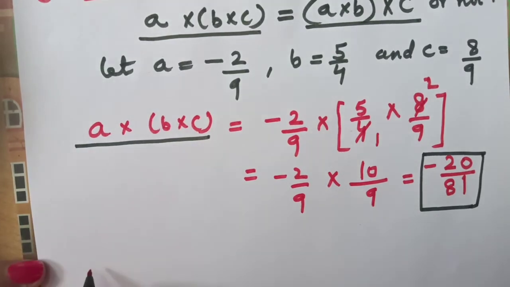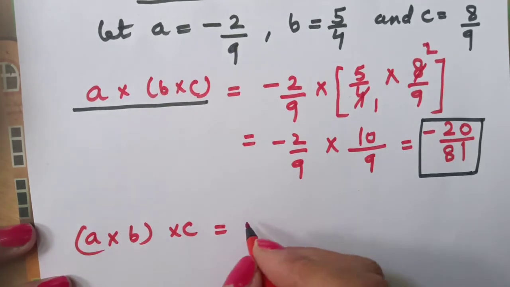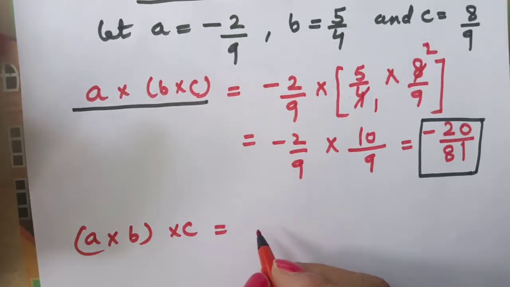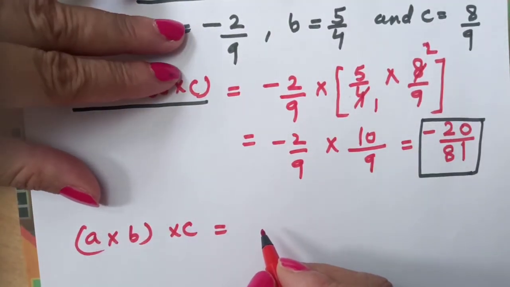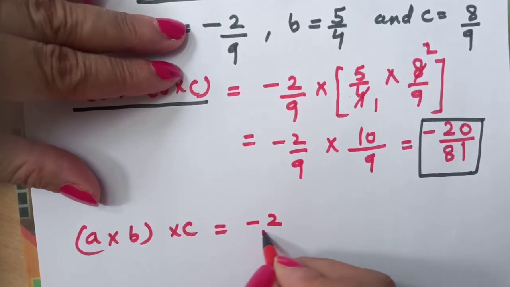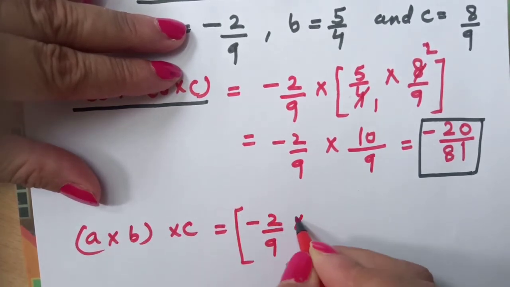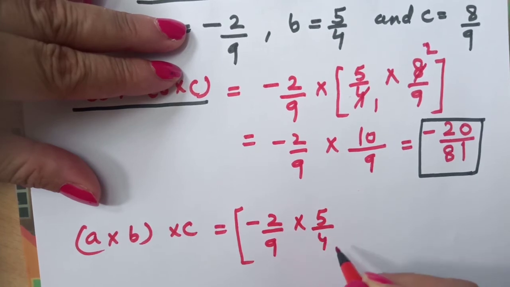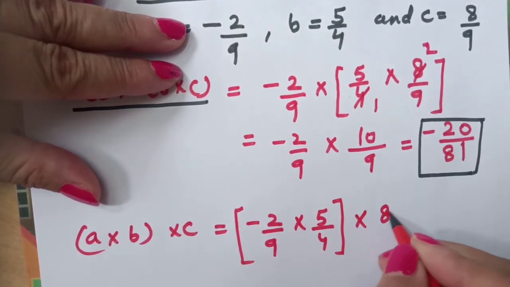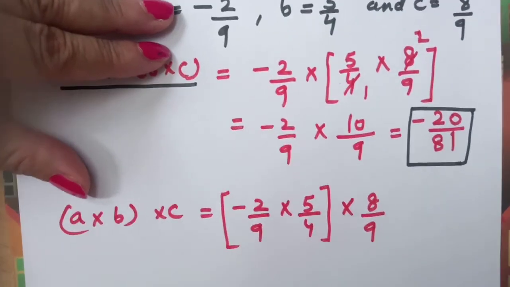Now we are going to take the right hand side, a × (b × c). Again start putting the values of a, b, c. a is -2/9, multiplied by 5/4, into c, the value 8/9.